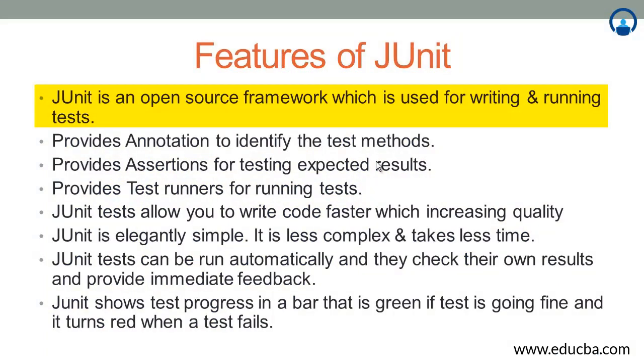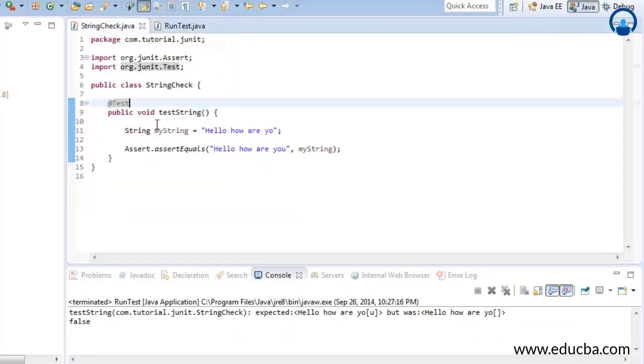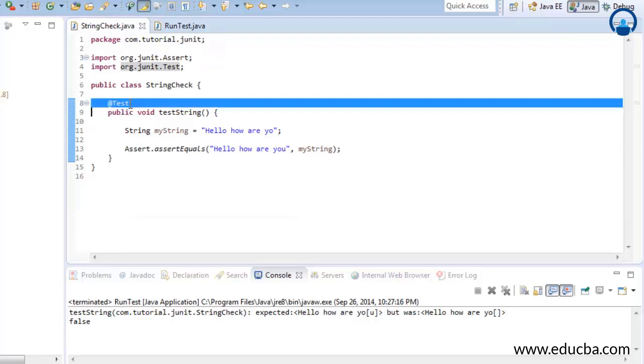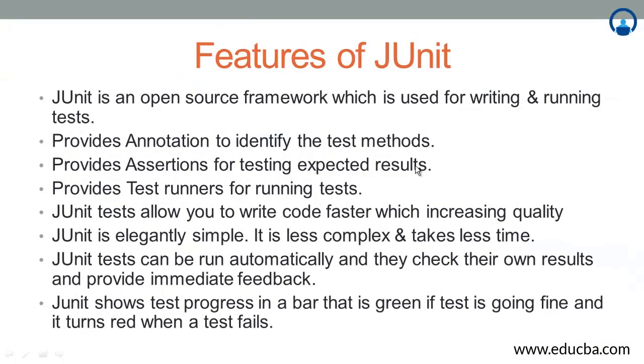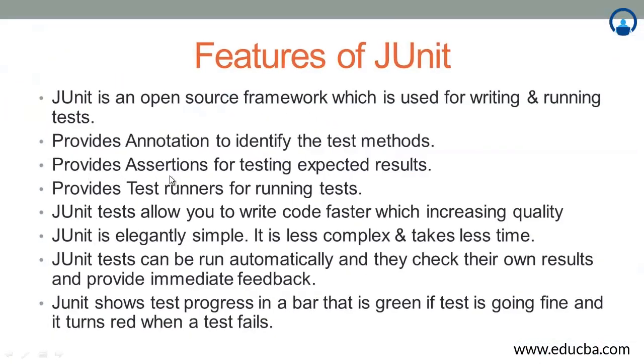First of all, JUnit is an open source framework which is used for writing and running tests. JUnit provides annotations to identify the test methods. As we discussed in our example, whatever method we want to test, we mark it with the annotation @Test. JUnit also provides assertions for testing the expected results. We discussed one assertion, assertEquals, and there are many other assertions which we'll be discussing later. And JUnit provides test runners for running tests.